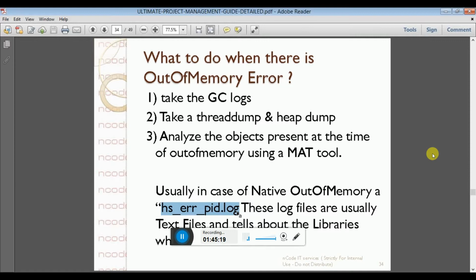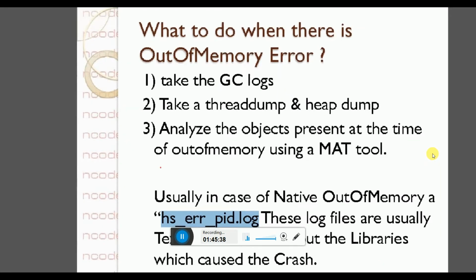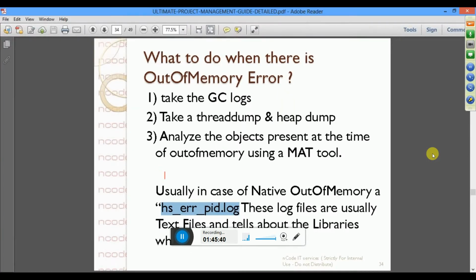So this is a file that got generated upon an out of memory error. If there is an out of memory error, then you said generate heap dump. You remember that option, I think. This is the option that you will enable, -XX:+HeapDumpOnOutOfMemoryError.